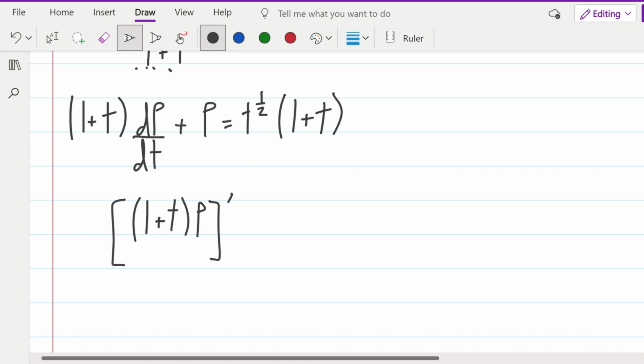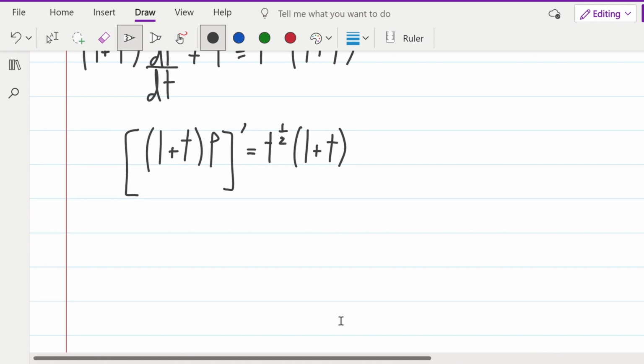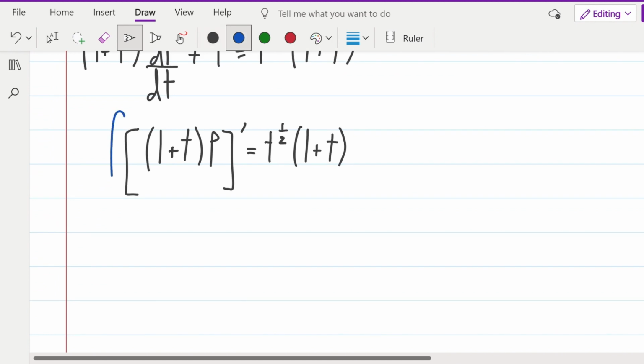And then that bit is equal to t to the half, 1 plus t. Now, the way we get rid of the derivative is we actually integrate both sides. So, I'll do it in another color, but essentially if we do the integral like this, the integral and the derivative cancel out. So we would get 1 plus t times p is equal to the integral of this with respect to t.